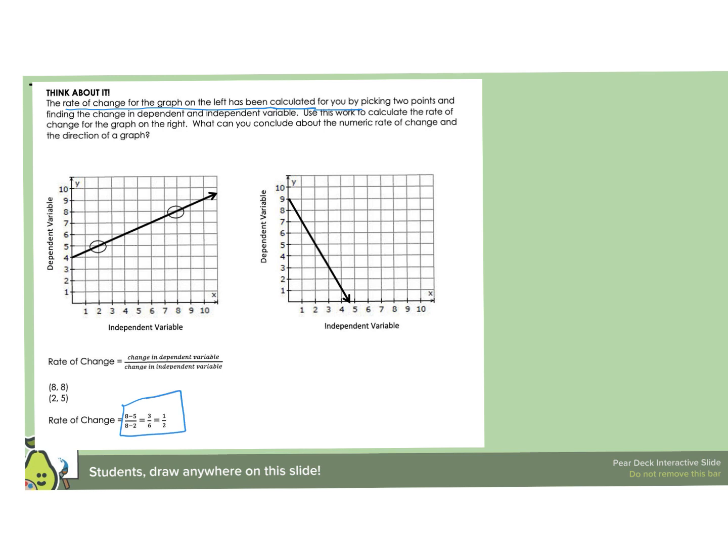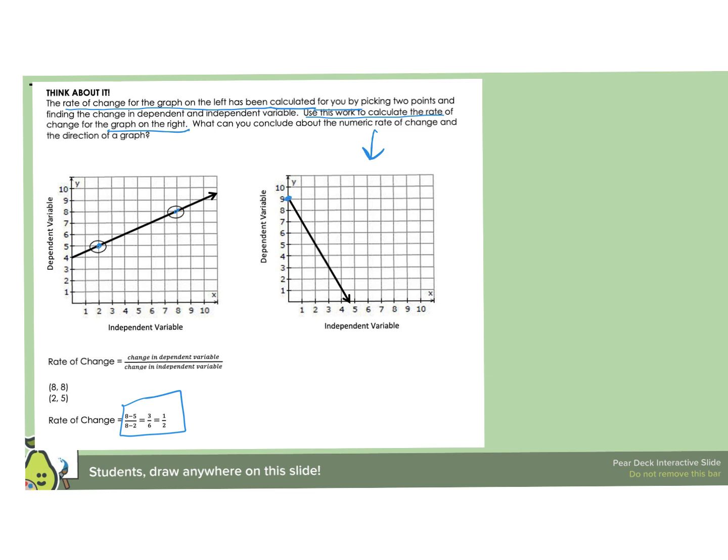How they did that was they chose 2 points, and then they plugged it into that slope formula, which we learned in the last lesson. So use this work to calculate the rate of change for the graph on the right. So they want you to do the exact same thing with this graph here. Okay, so first we need to do is pick 2 points, any 2 points you want.